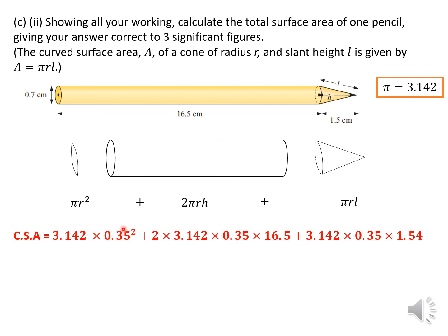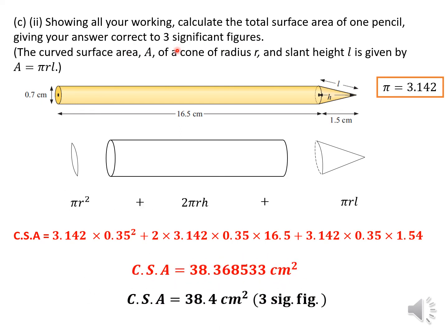So now that I know what to do, I just punch in the values as I get them. All right, you can take out a common factor and factorize pi r. I simply went and showed everything as it's there, but be careful that you do not make a mistake. Ultimately, when you clean this up, it's going to give you about 38.368533 square centimeters. Now they said we must give an answer to 3 significant figures, and to 3 significant figures it will be 38.4 square centimeters, and that is obviously the correct answer.